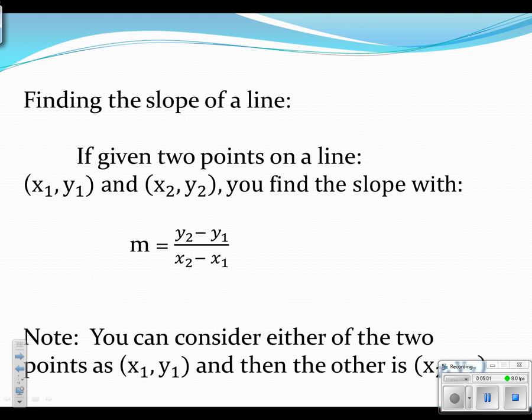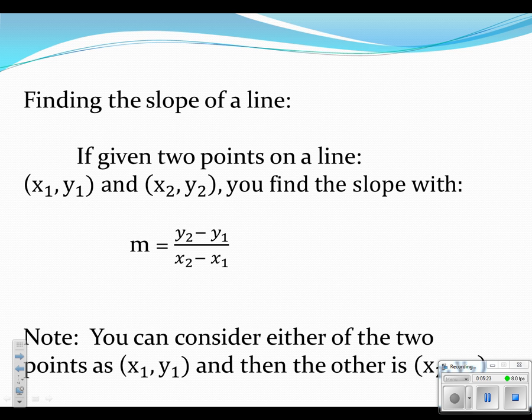Now if you need to find the slope of a line, a couple of different situations they're going to throw at you. One might be finding the slope given 2 points. If they tell you that 2 points lie on a line, find the slope so you can eventually write an equation of the line. The slope formula is on the slide here: change in y over change in x.